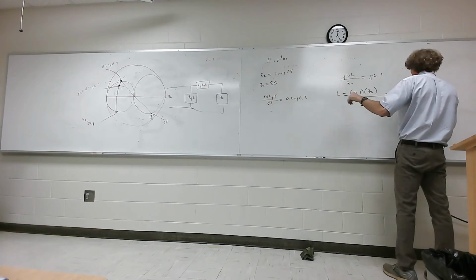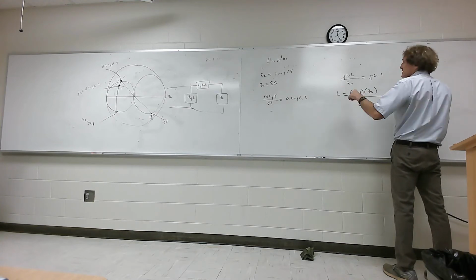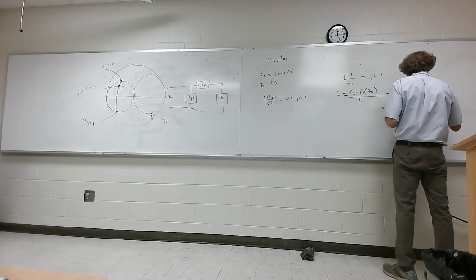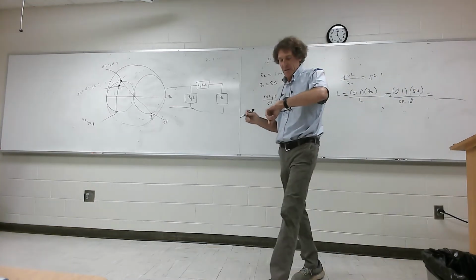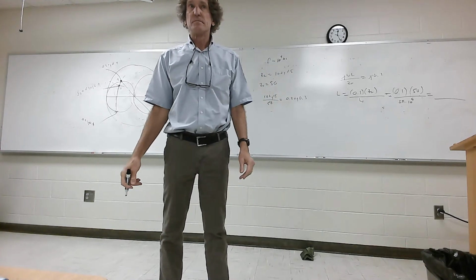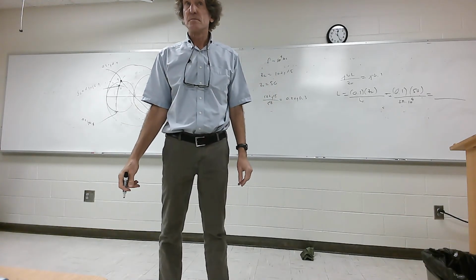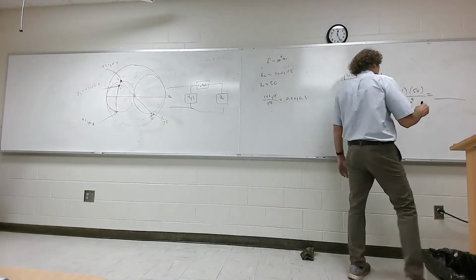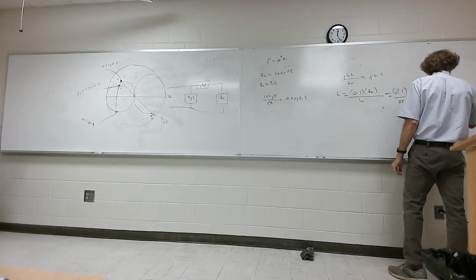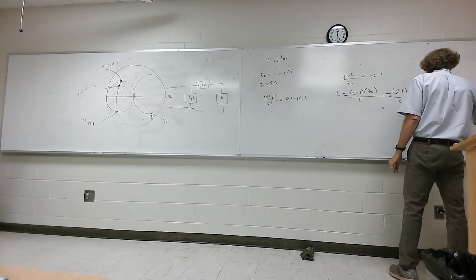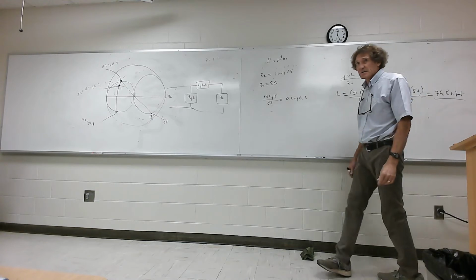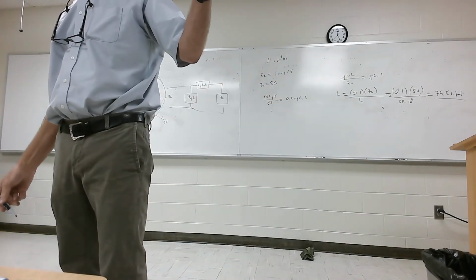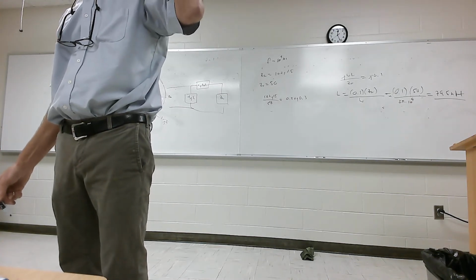Z naught is 50, and omega is still 1 gigahertz, so it's divided by 2 pi times 10 to the 9. So go ahead, what do you get for that? You with me on this? 79.5 nanohenries. Anybody else? You get it? Okay. Now that checks the box for the inductor, right?